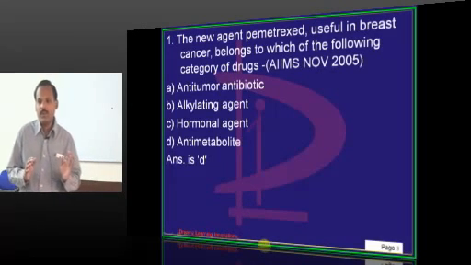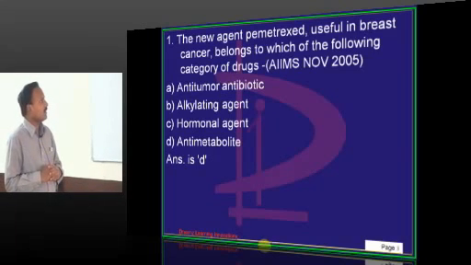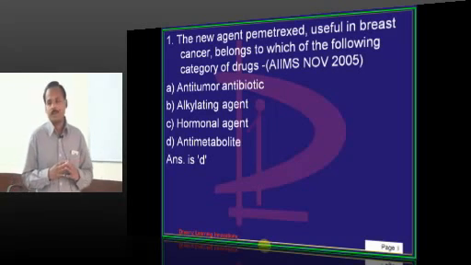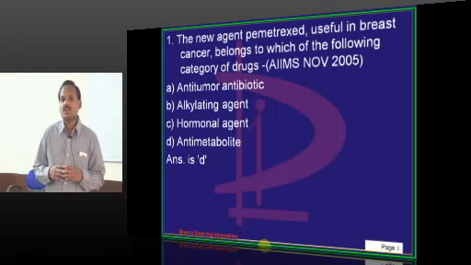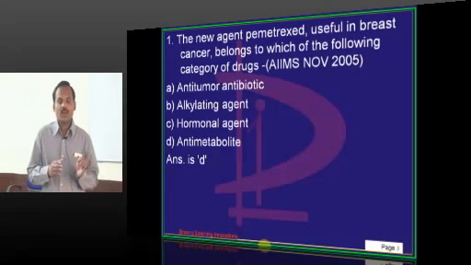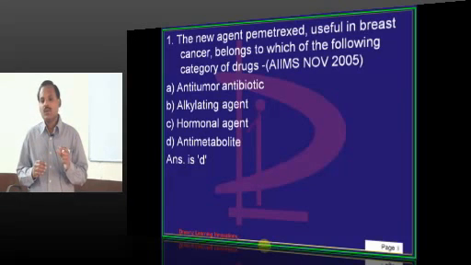So, this drug pemetrexed you might have come across. The question is, the new agent pemetrexed useful in breast cancer belongs to which of the following category of drugs? So, this drug pemetrexed is related to methotrexate. Methotrexate we all know is an anti-folate. It inhibits the enzyme dihydrofolate reductase, therefore preventing conversion of dihydrofolate to tetrahydrofolate, and we all know that the active form of folic acid which is useful in purine and pyrimidine synthesis is tetrahydrofolate.